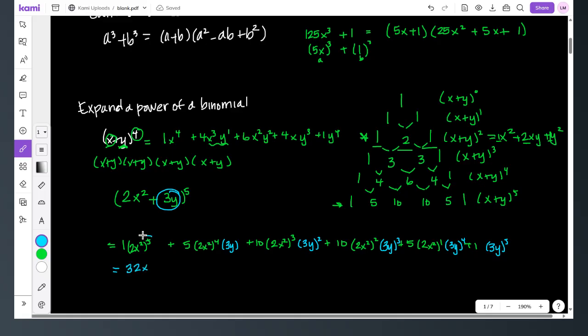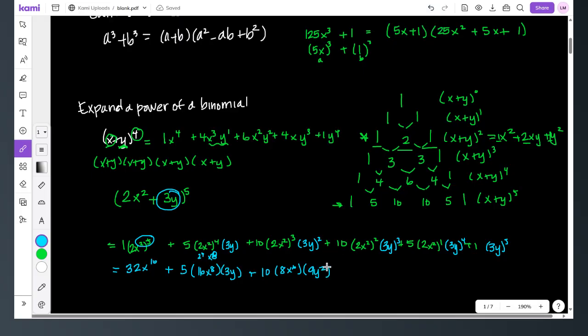X to the power we multiply, so x to the 10th, plus 5 times 16x to the 8th, times 3y. We'll come back and clean that up in a second. So I have 2 to the 4th, x to the 2 times 4 would be 8. Oh, I wrote a 6. Okay. And then 2 to the 4th is 16. All right, let's go to the next one. 10 times 8x to the 6th, and then 9y squared.